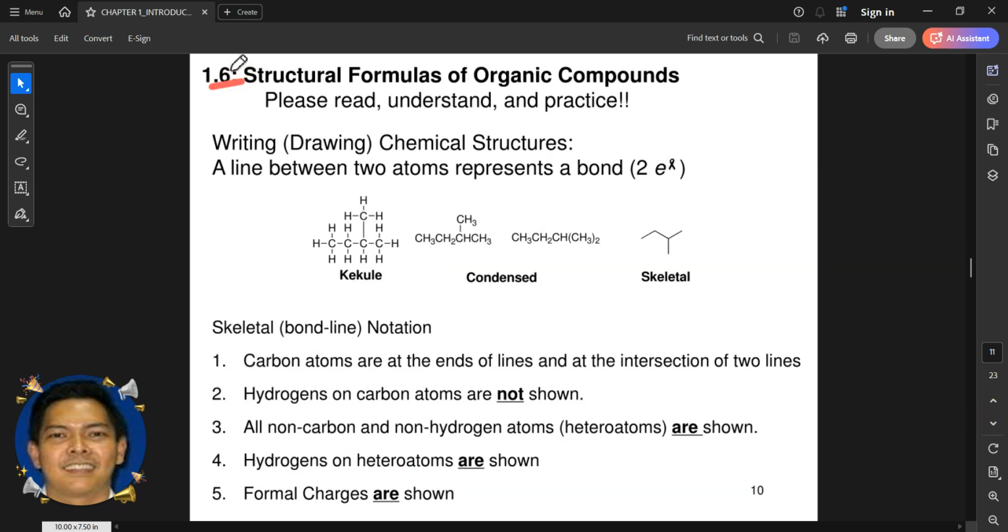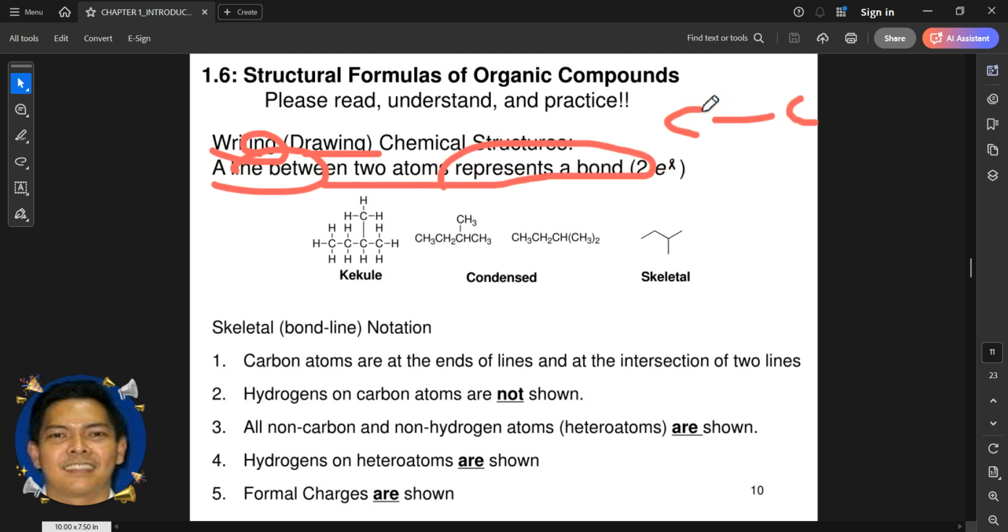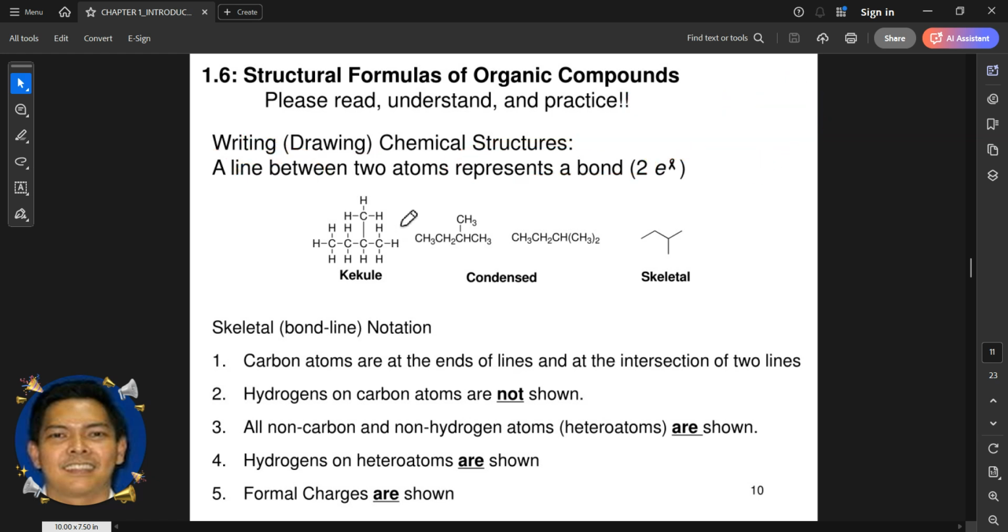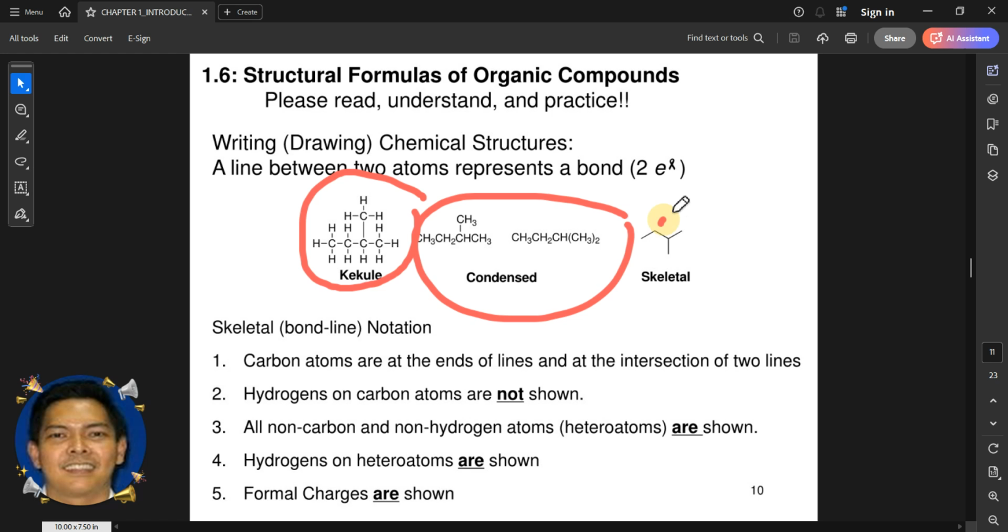Okay, subtopic 1.6, the structural formula of organic compounds. So hopefully you can read, understand and practice this. Okay, so writing, drawing chemical structures. A line between two atoms represents a bond. You can see here a line between two atoms representing the bond. Okay, so you can see here the example of chemical structure drawing. The first one is Kekulé, the second one is condensed, another one is skeletal. Okay, the skeletal is a bond line notation.